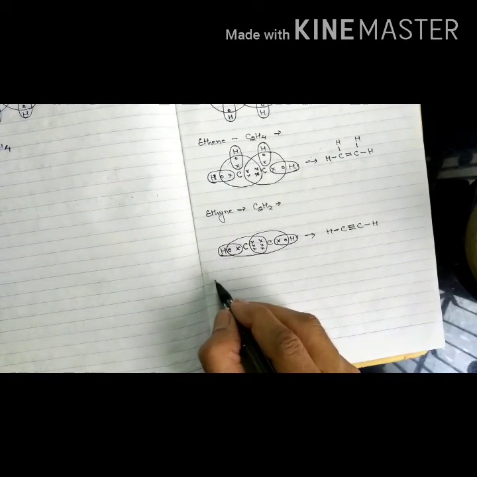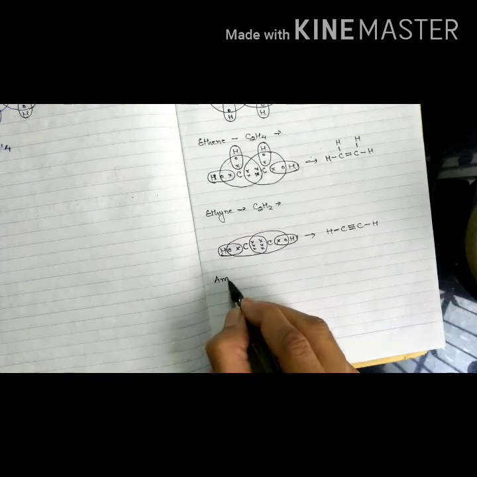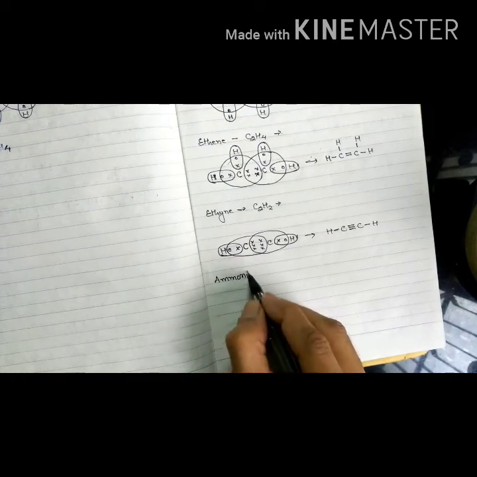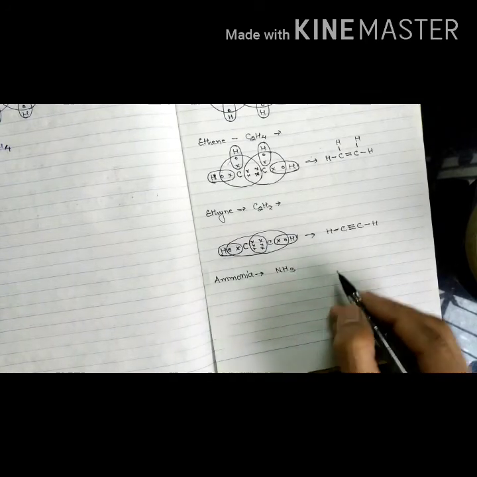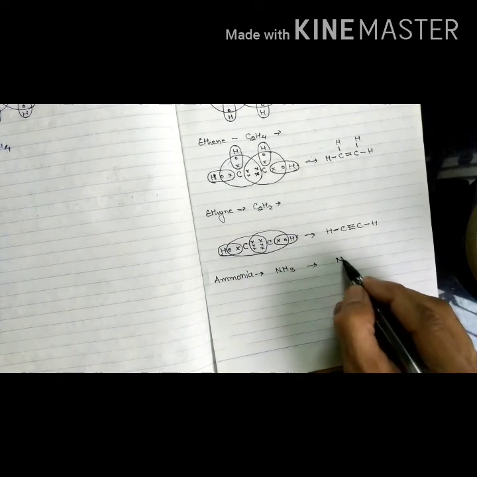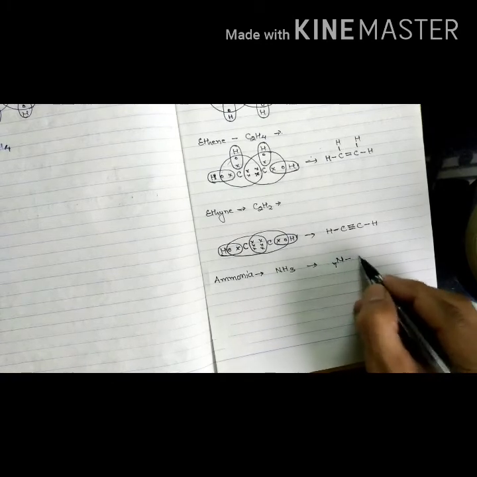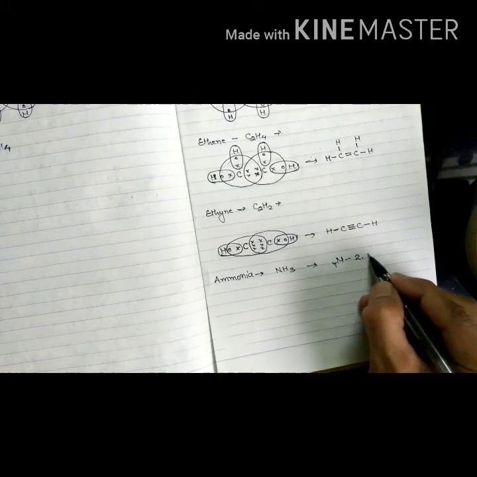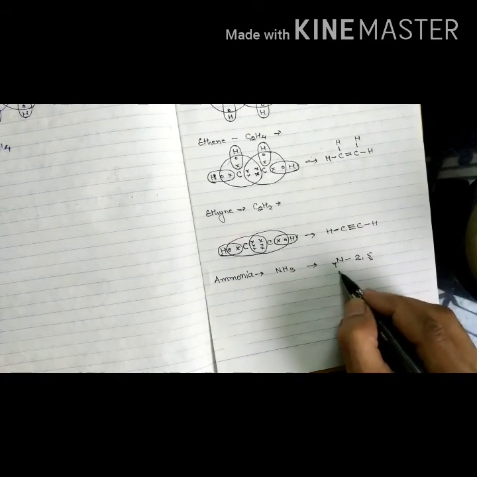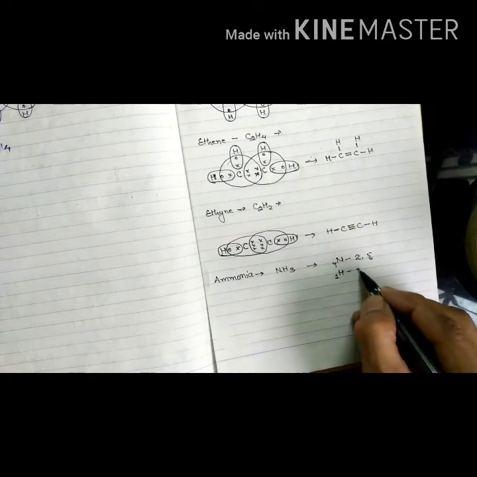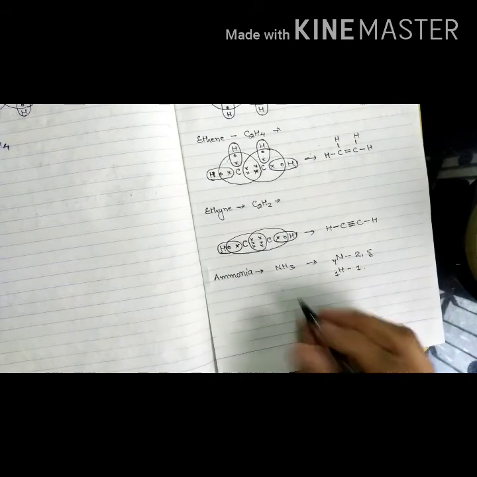Now next molecule we can take ammonia, that is NH3. Nitrogen having 7 electrons, configuration 2 and 5, that is it requires 3 electrons to become stable, and hydrogen requires only 1 electron to become stable.